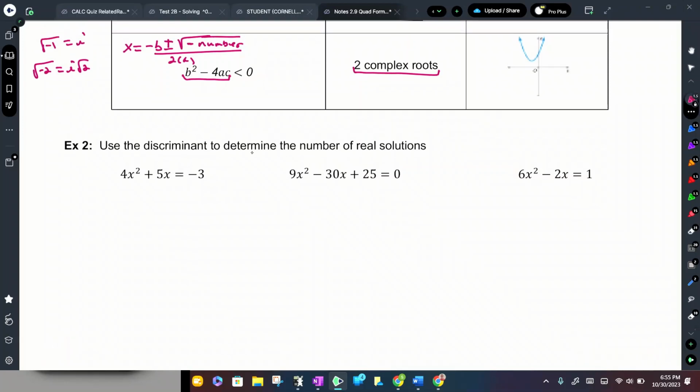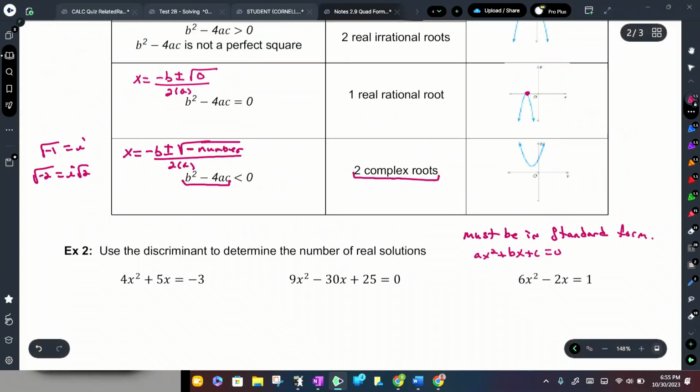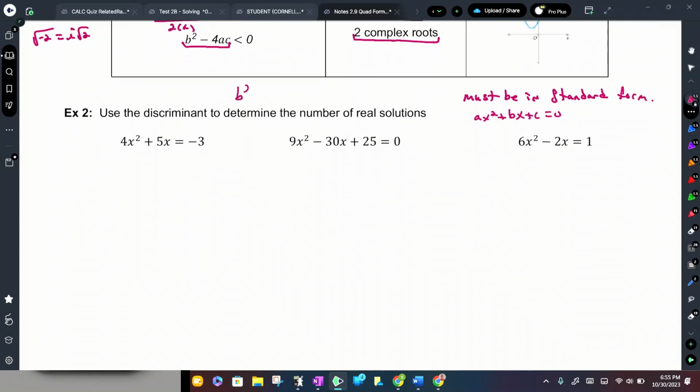And so the deal is, to use the discriminant, your function must be in standard form. And so remember, standard form for us is going to be, and this is equal to 0, we're solving, so it would be ax squared plus bx plus c is equal to 0. So we'll take a look at this first problem, and just so we can see it right here, our discriminant is b squared minus 4ac. I'm assuming you can see it on your paper.